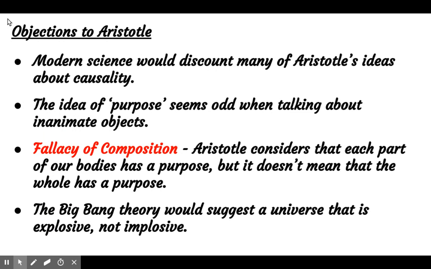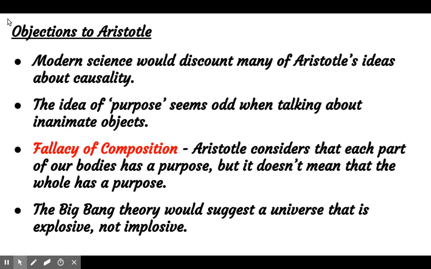Okay, so there are various objections to Aristotle. The first is that modern science would discount many of Aristotle's ideas about causality. Having said that, obviously, Aristotle's philosophy looks very much like the sort of model that we would be comfortable with, far more so than Plato's model. The second thing is that the idea of purpose seems odd when talking about inanimate objects. Yes, it might be the case that humans have a purpose, but a stone or a twig, does that have a purpose? That seems very strange.